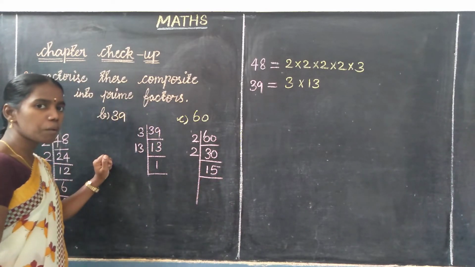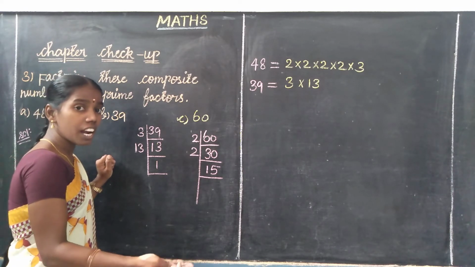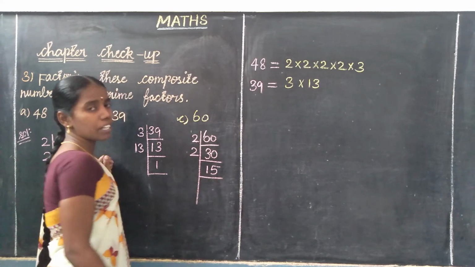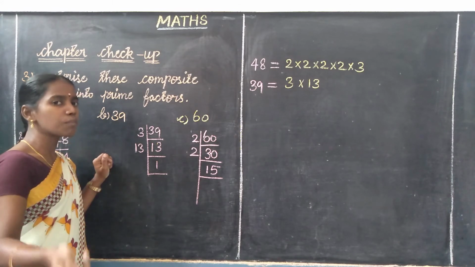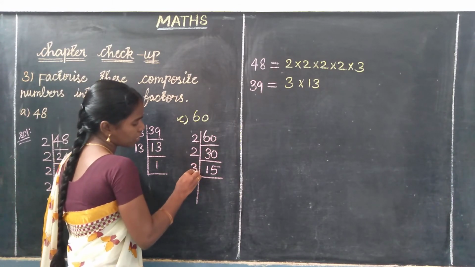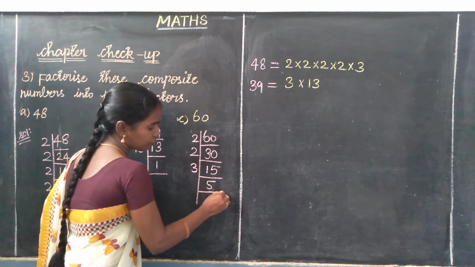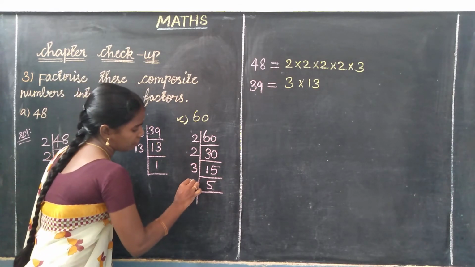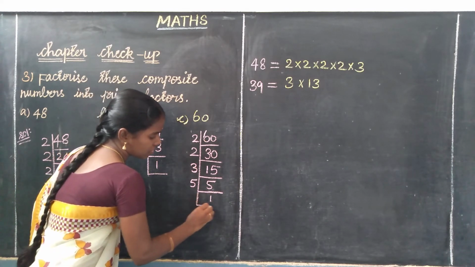So it is divisible by 5 or 3. Why 3? The first digit is 1 and the second digit is 5. 1 plus 5 is 6, which is divisible by 3. So this is also divisible by 3. Then I choose the number 3. Then how many times? 5 threes are 15. 5 is a prime number. Yes, divisible only by itself.